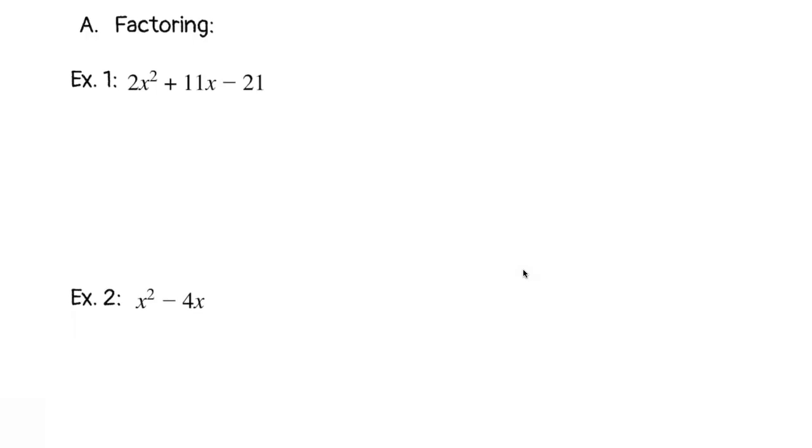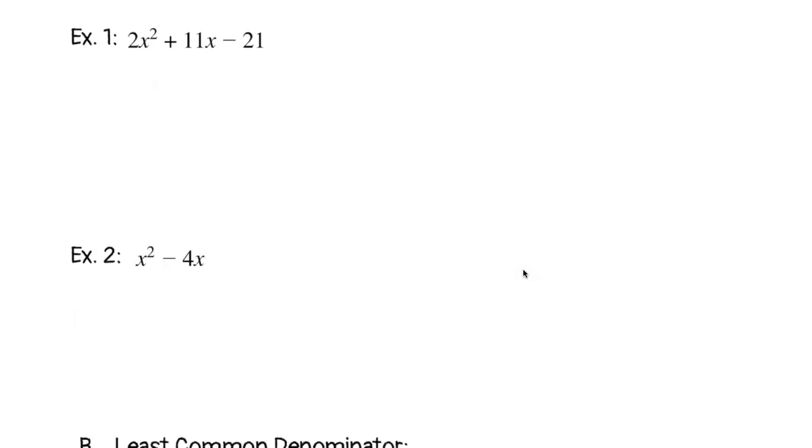We've got an example 1 and we've got an example 2. I would say that one of them is easier to factor than the other one. Which one is it and why? Example 2, because we can factor with the greatest common factor, which would be x.